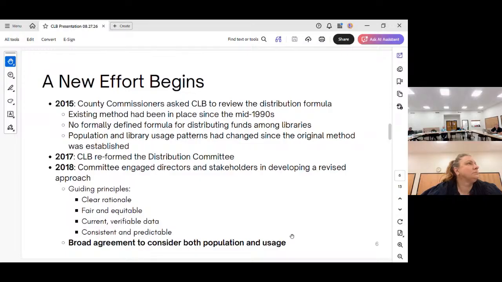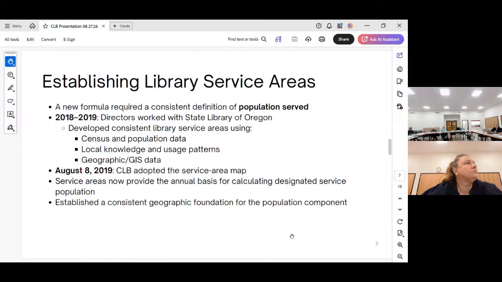The distribution needed to be based on verifiable current data, and they needed to create a method that was consistent and predictable over time. There was also general agreement that the formula should consider both population served and library usage rather than relying solely on population or circulation, one or the other. That it was important to consider broader usage when calculating. What do you mean by broader usage?